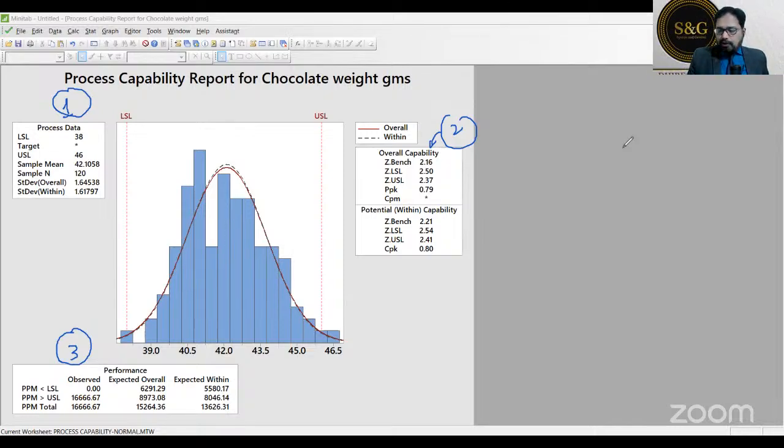Okay. Now first understand overall and within, you have understood, right? So basically overall represents long-term process capability and within represents short-term process capability. Make a note of this. This is very, very important to understand. Okay.